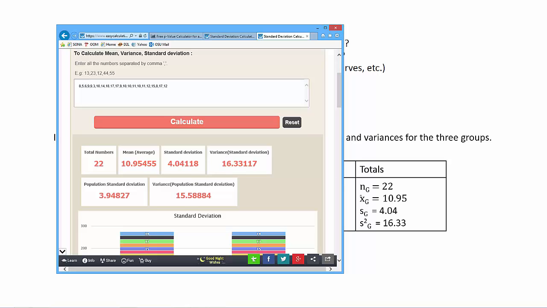You'll need to get these totals. So make sure that you do this extra step. Enter all of the data from all of the groups into your calculator and get the mean for all the individuals and standard deviation for all the individuals as well. Those are going to be your totals as you see in the PowerPoint slide here.